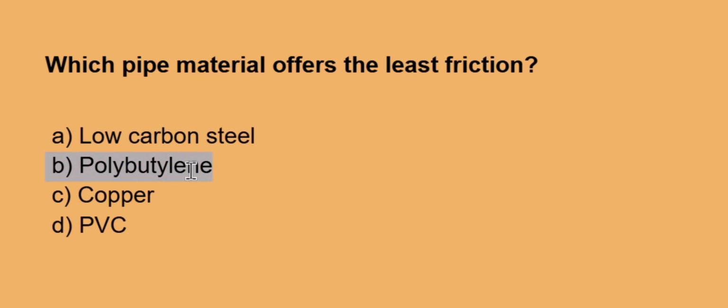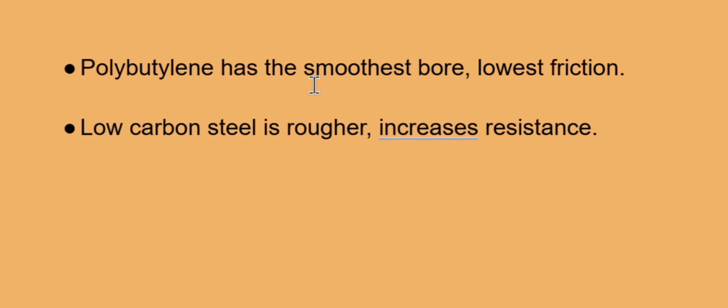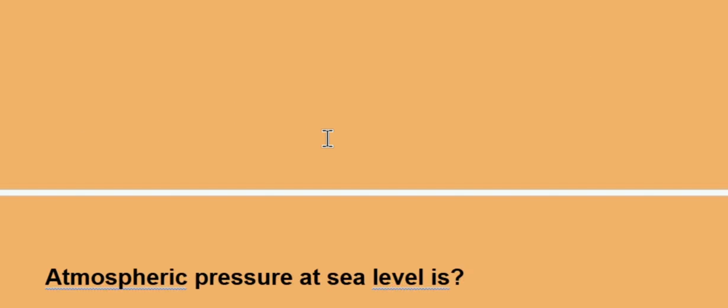It's actually polybutylene, although we mainly use copper in plumbing. But polybutylene technically has the smoothest bore, so that means on the inside, it's smoothest. And the smoother the surface is, the less friction there will be. The less friction, the less resistance, and that's basically what you want, because resistance will slow down the passage of water. Just a fun fact, LCS is rough, and that increases resistance.